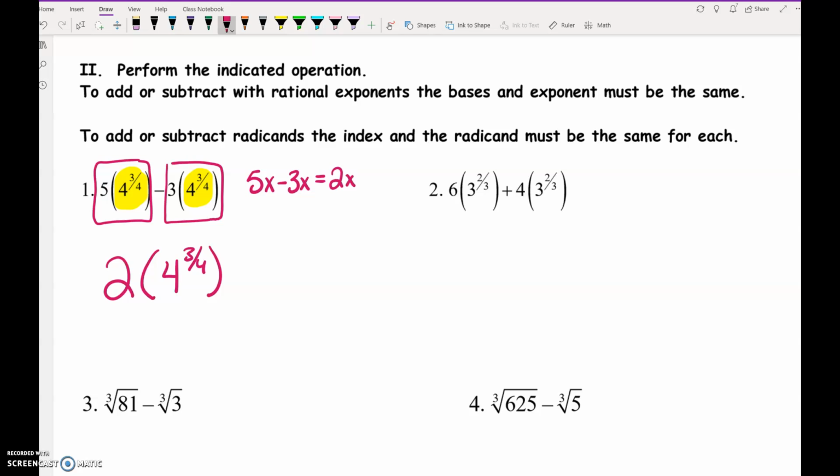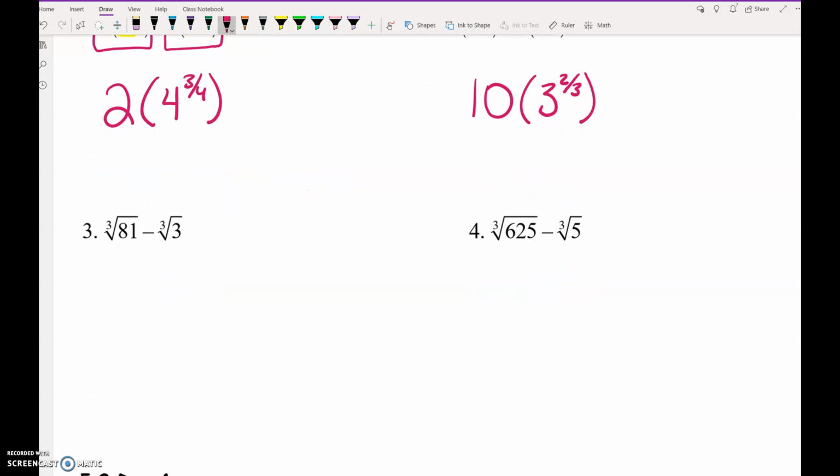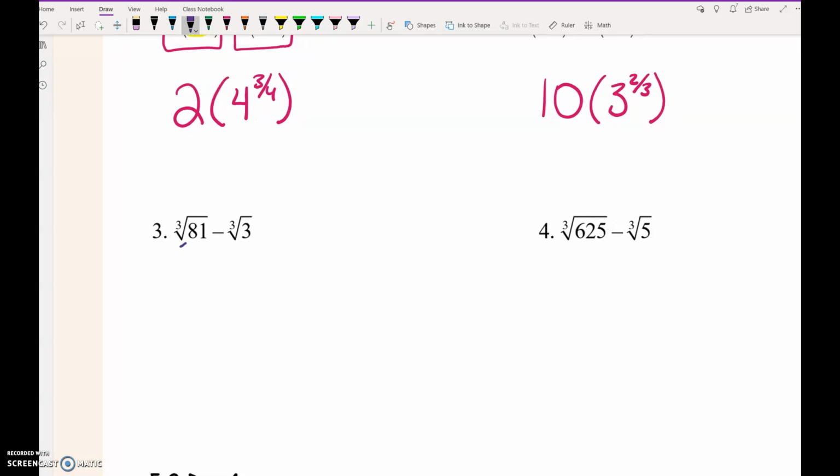So take a look at number 2. What do you think the answer to number 2 is? 10 times 3 to the 2/3. 10 times 2, or 3 to the 2/3. Perfect. Okay, number 3. You can add and subtract radicals if the index and the radicand are exactly the same. In number 3, are these exactly the same? They are not. So first, we have to take this cube root of 81 and simplify it.